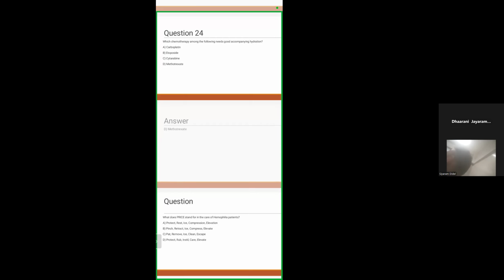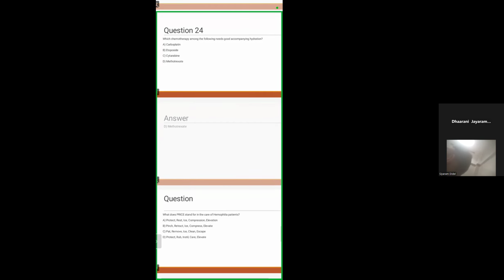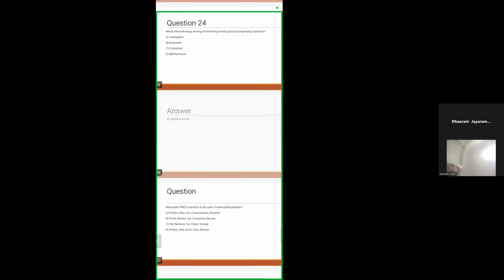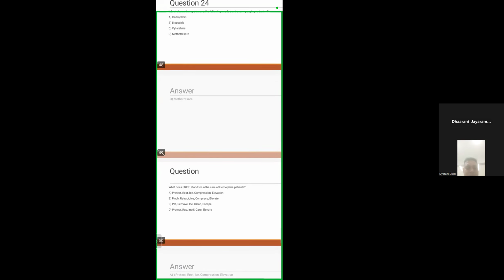When we say ice compression, we also don't stress it. Patients also say, I did it 2 or 3 times. That is not enough. So ice compression has to be repeated every 2 hours. And a compression bandage has to be put and the limb has to be elevated. So that is the mnemonic for hemophilia.